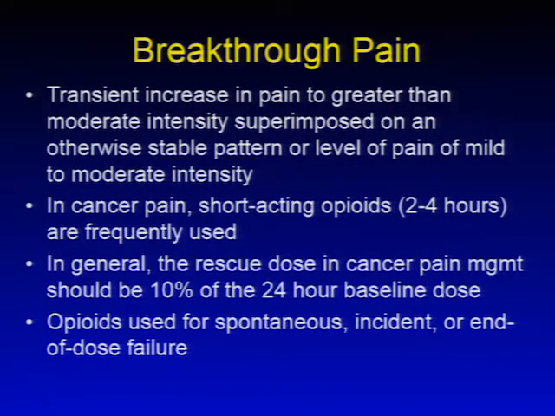Most important in cancer pain is the concept of breakthrough pain. This is typically defined as a transient increase in pain that is greater than the stable pattern of pain. In cancer pain, it is important for short-acting opiates to be used that are typically 2 to 4 hours in duration. A breakthrough pain short-acting opioid should have its effect hopefully within half an hour. In general, this rescue dose in cancer pain management should be 10% of the 24-hour baseline dose. Opioids may be used for spontaneous breakthrough pain that may be fall-related or just movement-related.